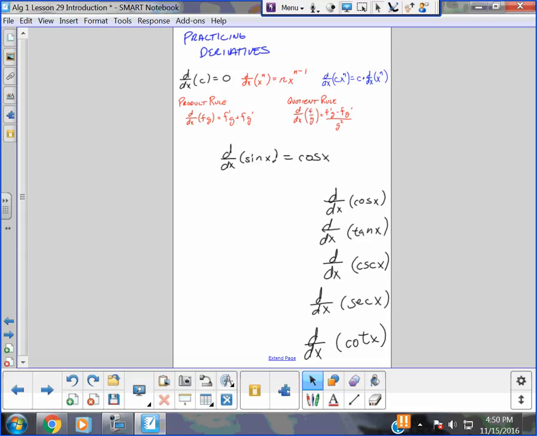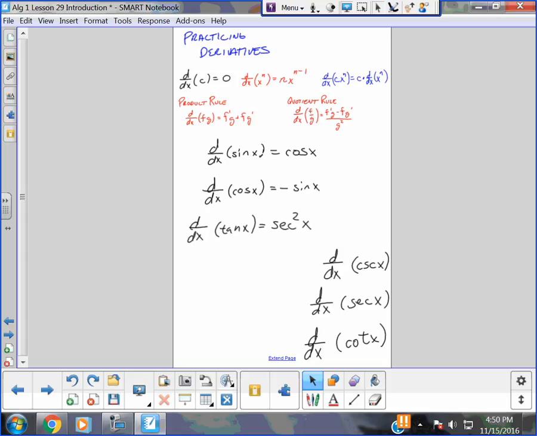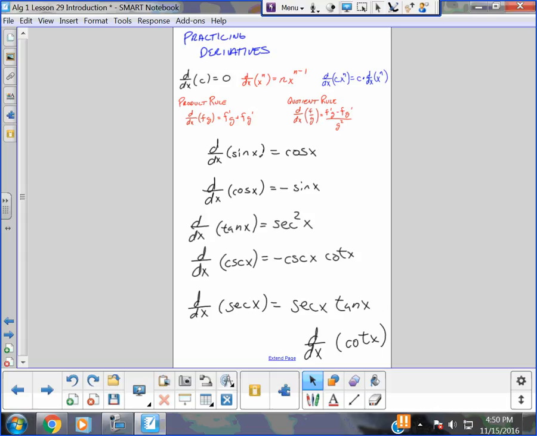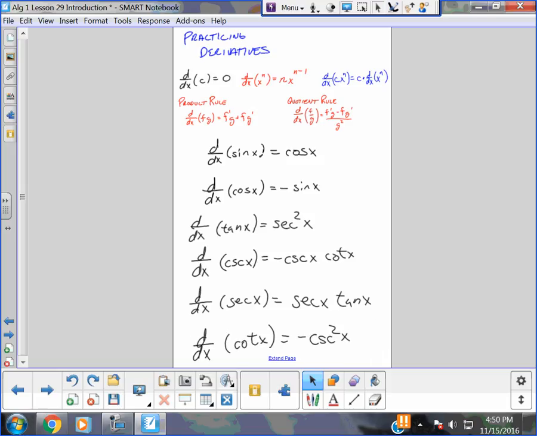Derivative of sine x is simply cosine x. There are videos that show why. This is about practice. Derivative of cosine is negative sine. Derivative of tangent is secant squared. Derivative of cosecant is negative cosecant cotangent x. Derivative of secant x is secant tangent x. And finally, cotangent is negative cosecant squared x.